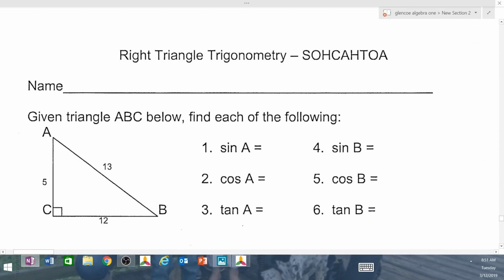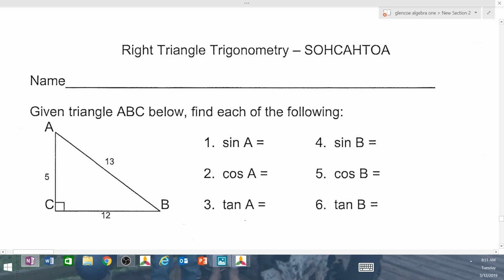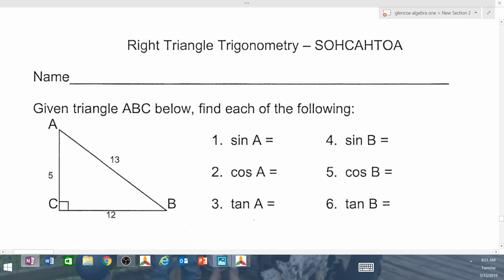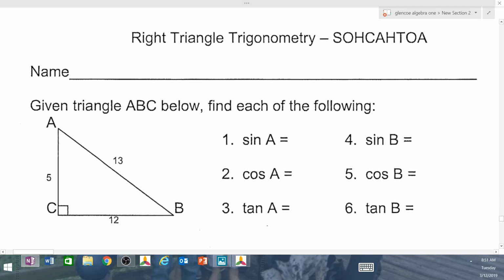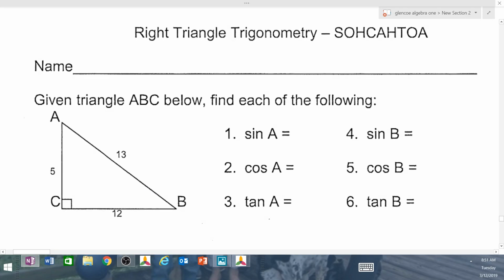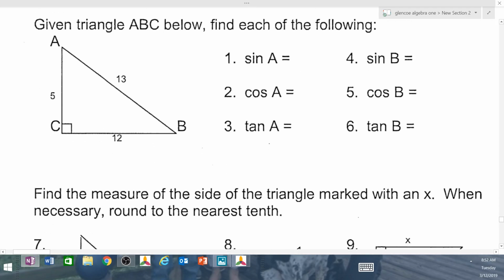Okay, given triangle ABC. This is your homework for right now. I know some of you are still listening online, so if you weren't here today and don't have the worksheet, why don't you take a picture so you can still do the homework? Given triangle ABC below, find each of the following: the sine, cosine, and tangent of angle A. You're not doing that now. And the sine, cosine, and tangent of angle B. Are you all with me? Yes?